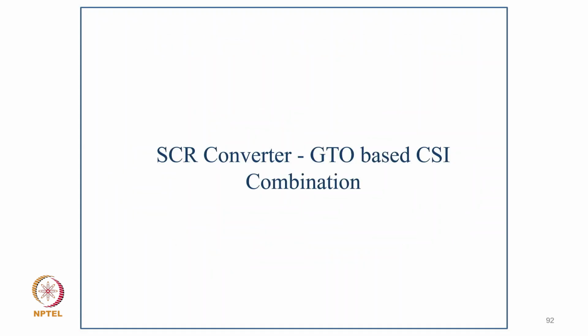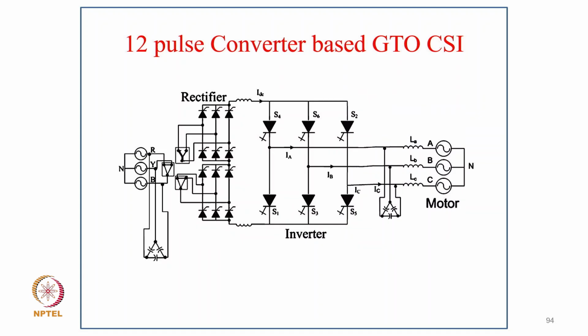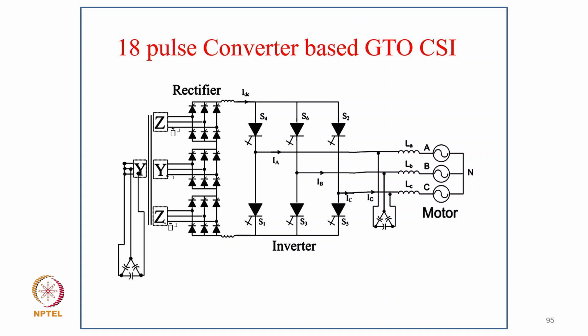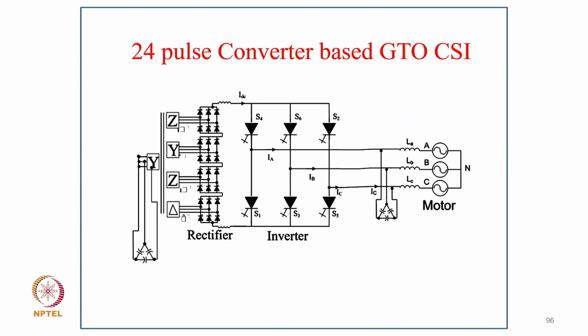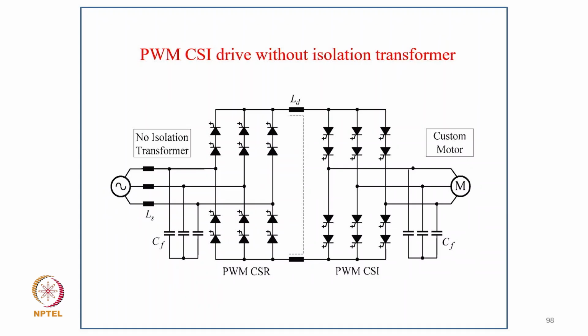So coming to SCR and GTO control CSI combination. So here it is again the thyristor and typically the GTO based inverter. This is typically a 12 pulse converter with the GTO based current source inverter with pendulum, but on the input side we have 12 pulse to reduce the harmonics, and then 18 pulse with the GTO, and then 24 pulse with the GTO inverter. Or on both sides we use the rectifier and inverter as identical converters with the GTO with pendulum and capacitor filter, also on input and output.